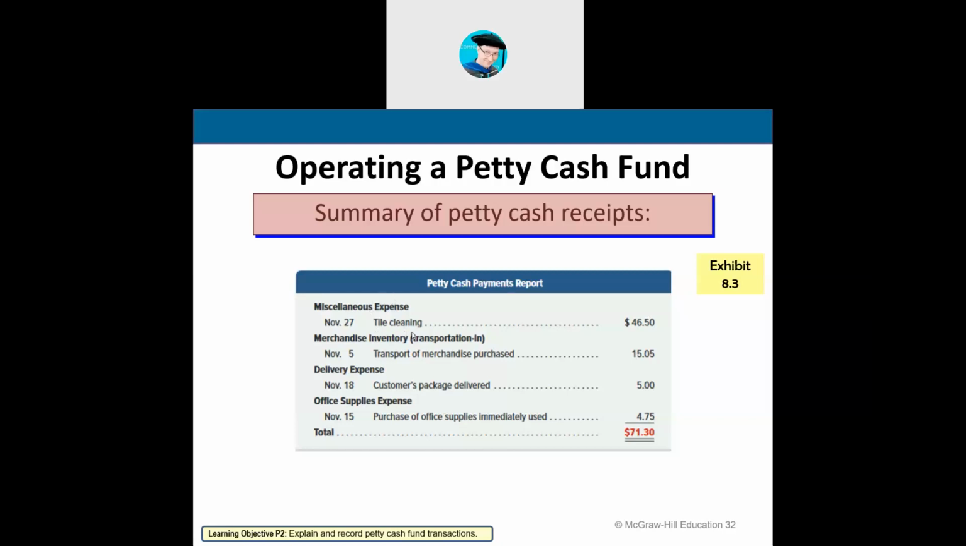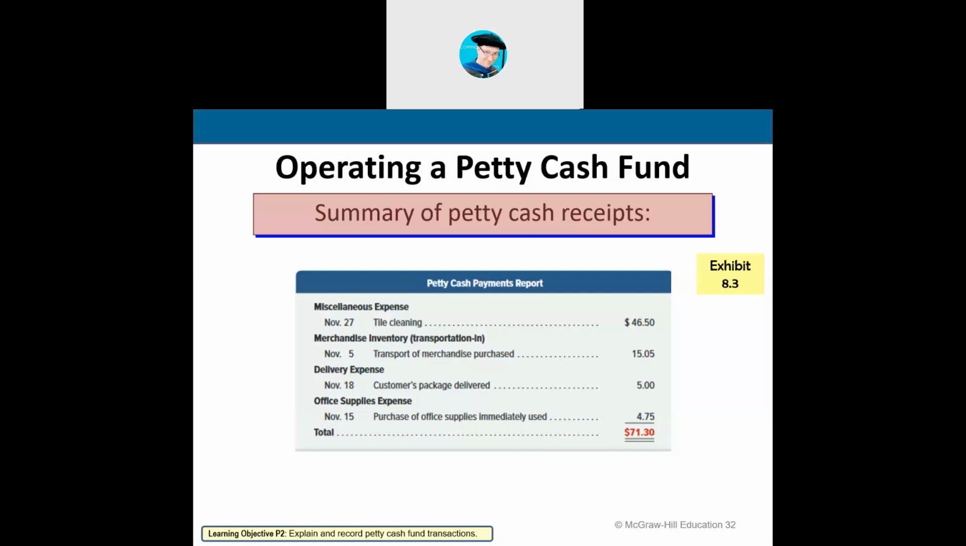Tile cleaning, to come and clean the tiles in the lobby, $46.50. Transportation of merchandise that they purchased, Uber Eats, $15.05. Delivery expense, a customer's package was delivered. That happens a lot at the hotel. $5, got to pay for that. Office supplies expense, I needed some paper, $4.75.